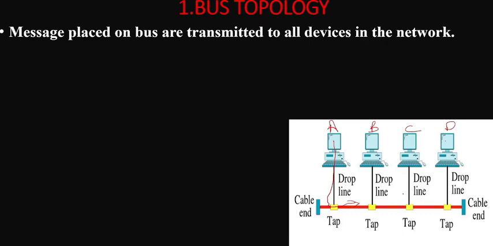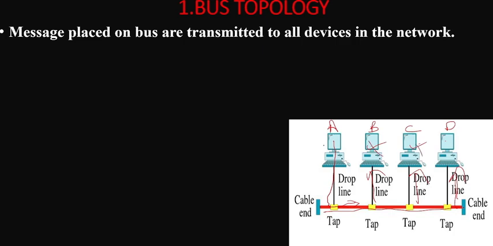The data will be transmitted to all the devices in the network because only one long cable is used. So that long cable will transmit the data to all the computers. Whichever computer has asked for the data needs to keep it. Others will discard the data because they don't need it.